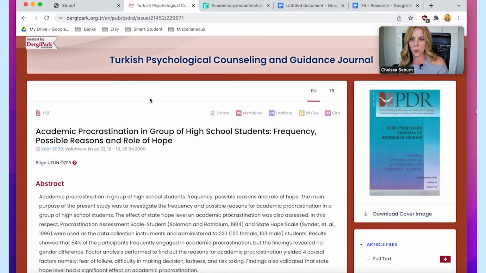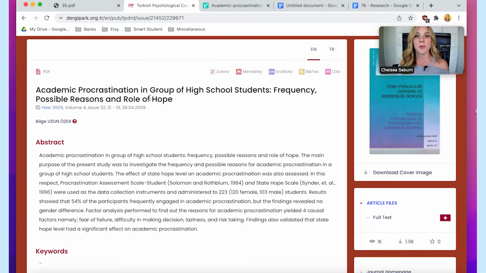Okay, so here we go. We find this article. Let's start by looking for those keywords, starting with the title. Academic procrastination in group of high school students. Well, first of all, we're missing an A right here, so no, but this is what I mean by paying attention to keywords that negate your topic.